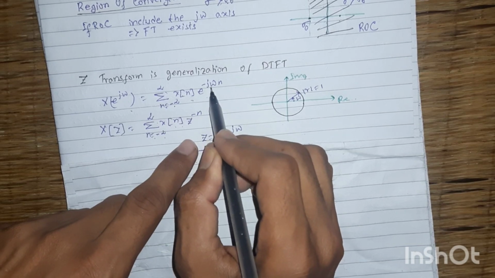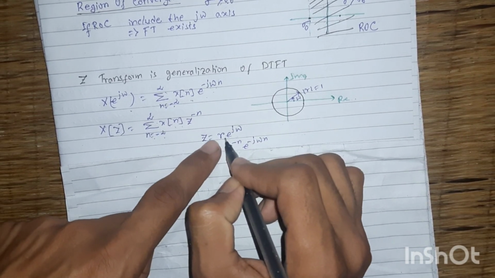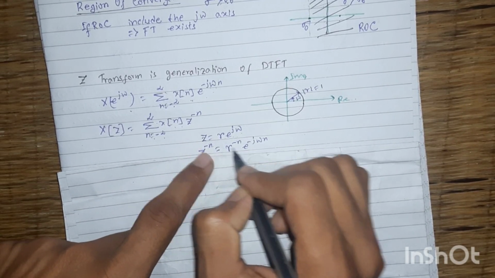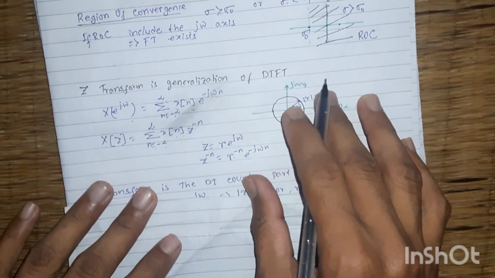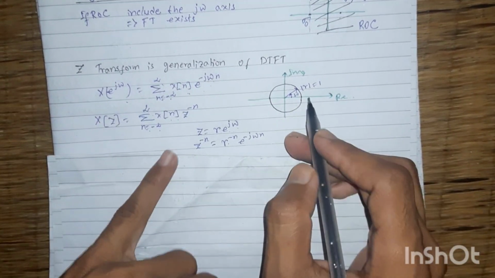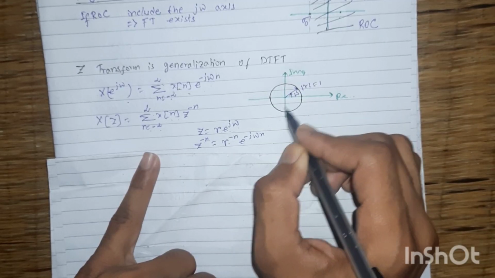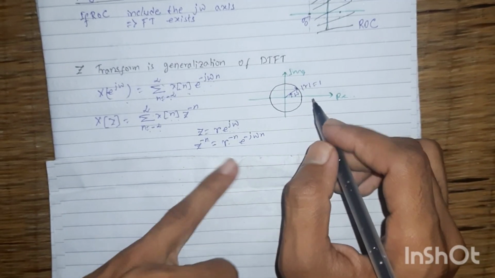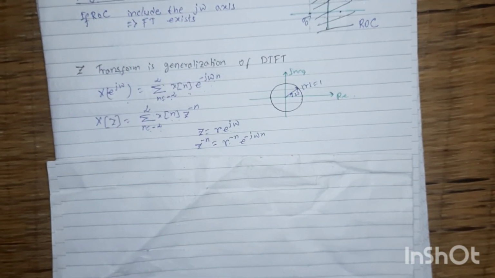Here it is e raised to the power j omega n, and here z raised to the power minus n, where z is r e raised to the power j omega. Means z raised to the power minus n is r raised to the power minus n e raised to the power minus j omega n. In the case of the discrete time Fourier transform, we take r equal to 1, and omega is from 0 to 2 pi or minus pi to plus pi.